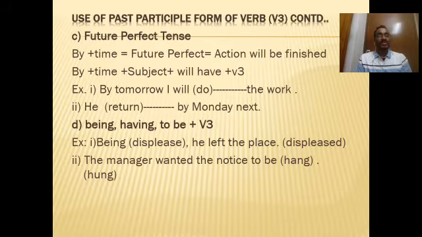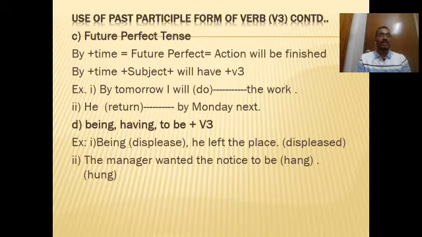Now to form future perfect tense, when do we use the future perfect? There is an indicator in the sentence. There may be an indicator like this: by plus time. If you find by plus time, in that case we will use future perfect. So what is the structure of future perfect? Subject plus shall have or will have, and then verb 3. Let's see the example. By tomorrow I will do the work. So by tomorrow I will have done the work. Done is the past participle form.